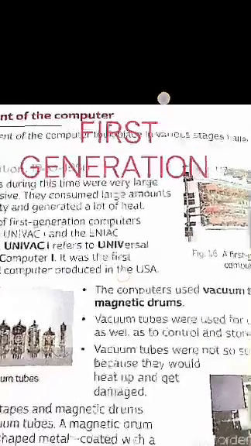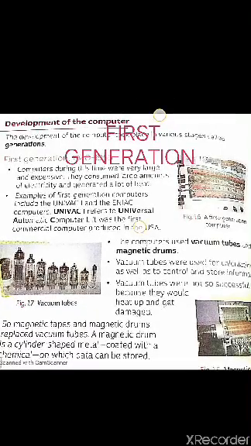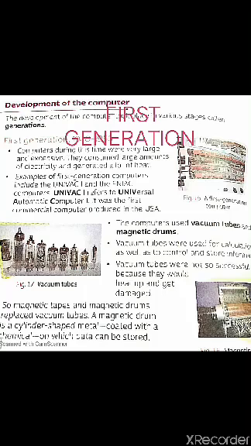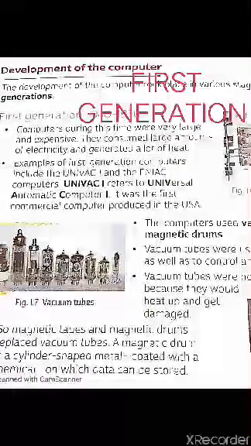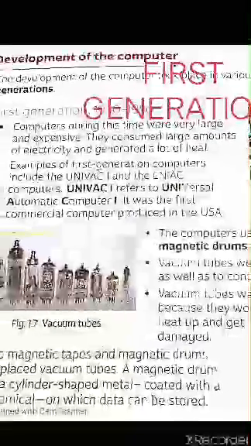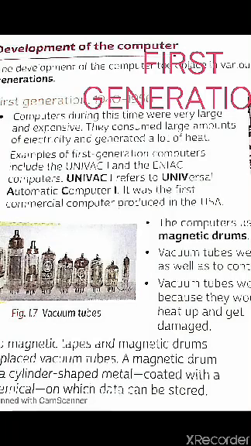First generation. It took place from 1940 to 1956. Computers during this time were very large and expensive. They consumed large amount of electricity and generate a lot of heat. Some examples of first generation are ENIAC 1 and the ENIAC computer. ENIAC 1 refers to Universal Automatic Computer 1. It was the first commercial computer produced in the USA.